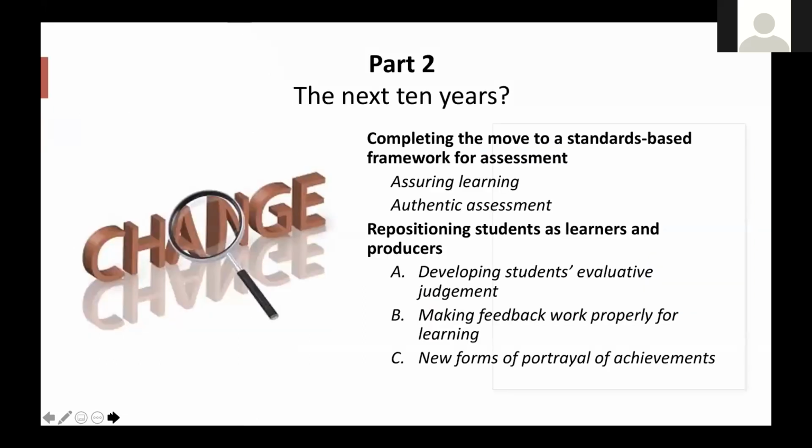So that's looking back. Let's now look forward. There's two things that I don't want to focus much time on, the first is completing the moves to a standards-based framework for assessment. And this has been a trend going through the world, prompted by the OECD, that's the club for rich countries, of which I think Chile is a part, and many of the other countries represented here today are a part.